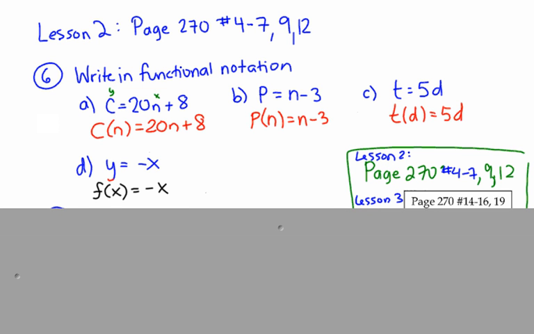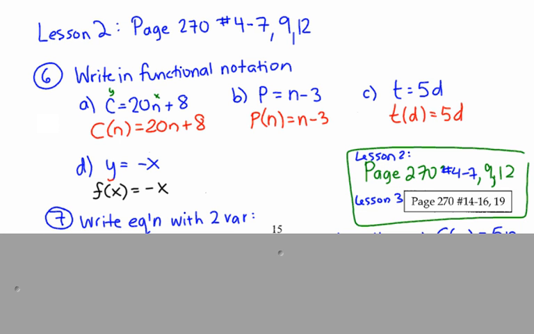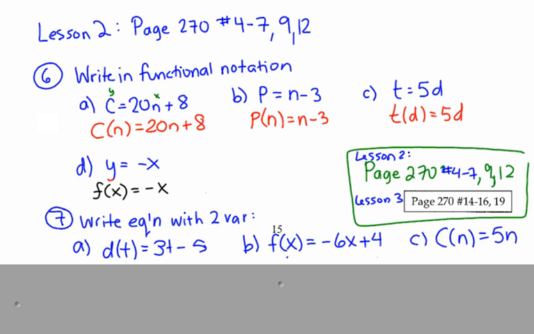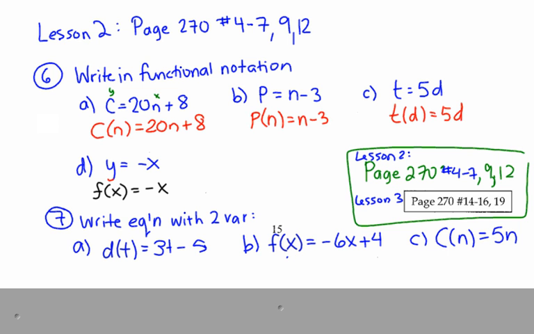Okay, so now, in number 7, they want us to do the opposite. We're given functional notation, and we're just going to write an equation with 2 variables. We're just reversing. So if my equation is d of t is equal to 3t minus 5, what is it going to become? d equals 3t minus 5. If our original equation was f of x is equal to negative 6x plus 4, it would be y. Remember, f of x is our y, equals negative 6x plus 4.